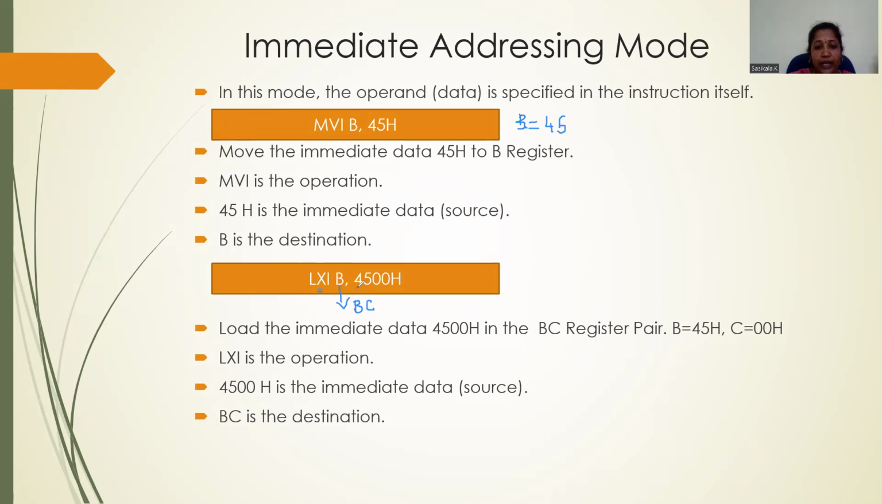This 4500 is 16 bits. So what will happen is, in B, 45 is stored, and in C, 00 will be stored. After executing this LXI B, 4500, the register pair B and C will be having 4500.